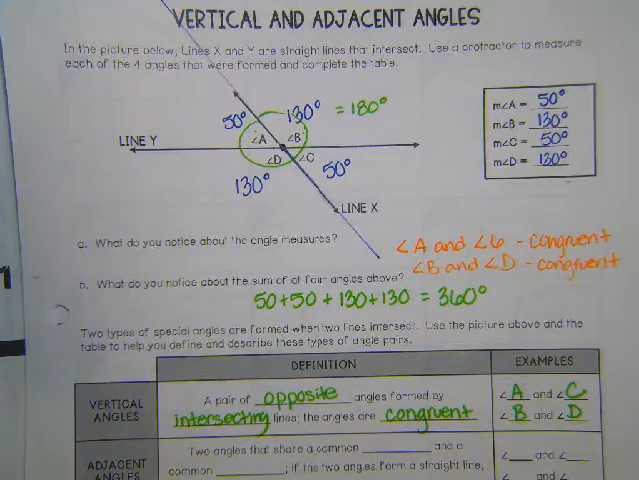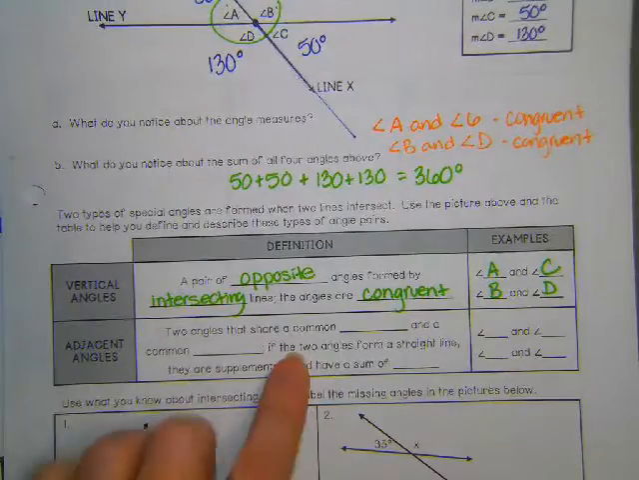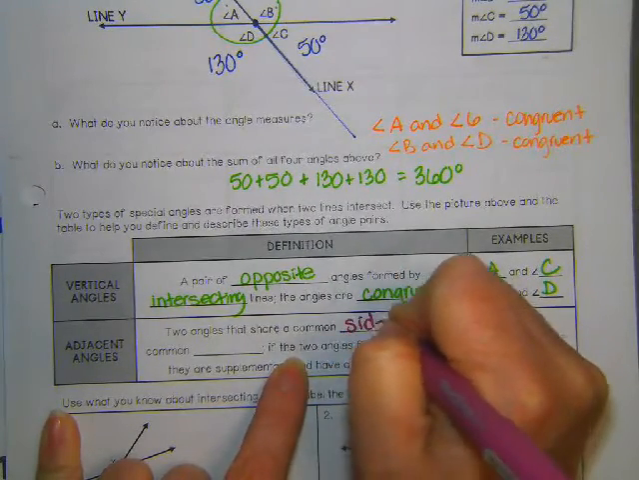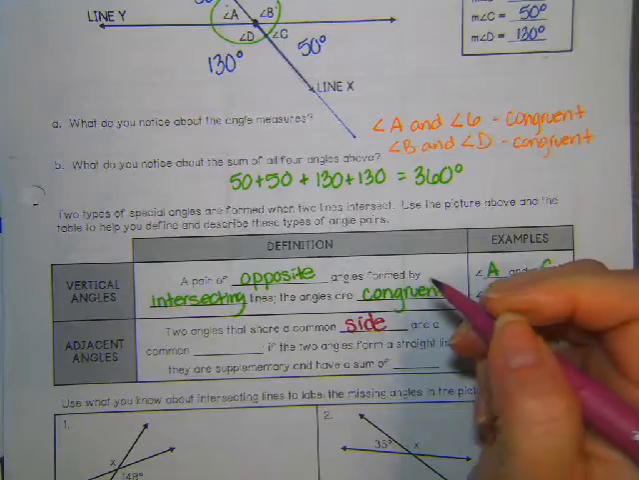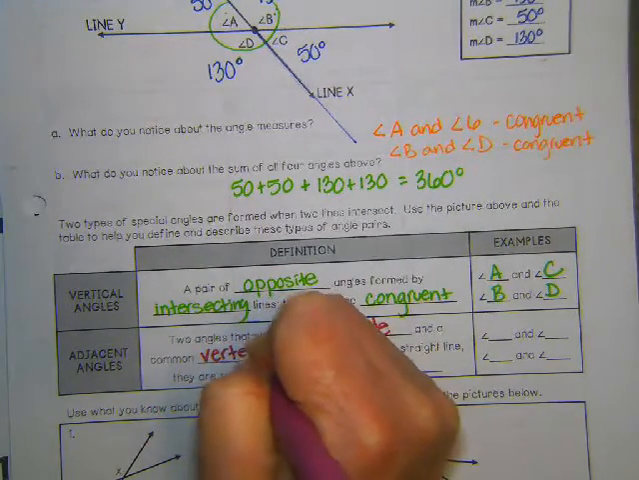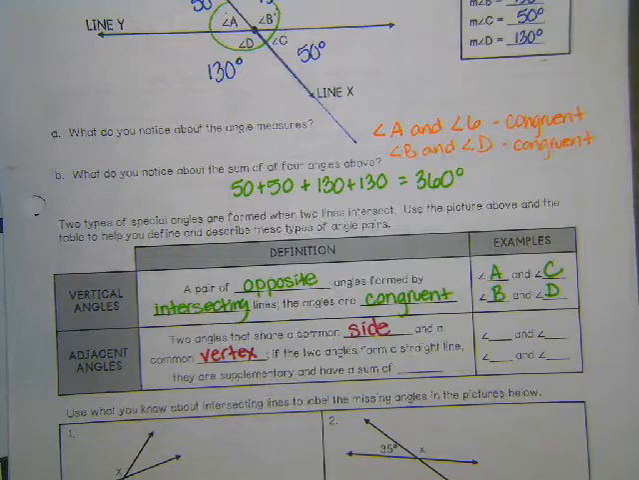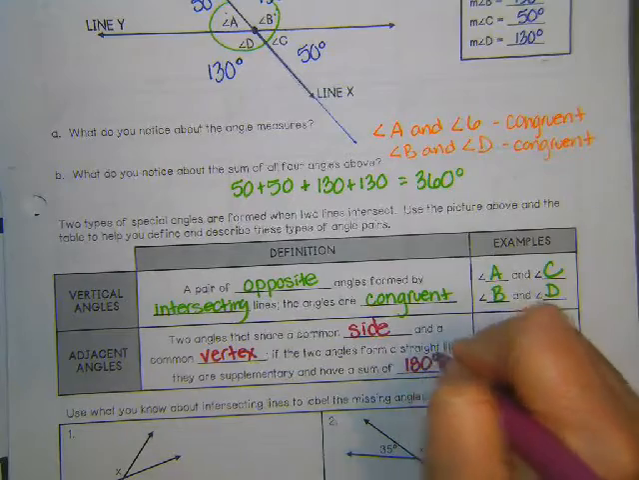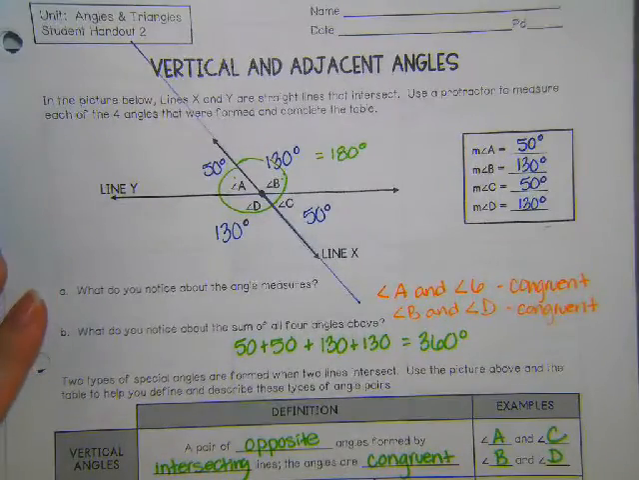Now we have adjacent angles. Adjacent angles are two angles that share a common side. So one of the sides that they have are common, and they also share a common vertex. If the two angles form a straight line, they are supplementary and have a sum of 180 degrees. So let's just take a look up here at this one.